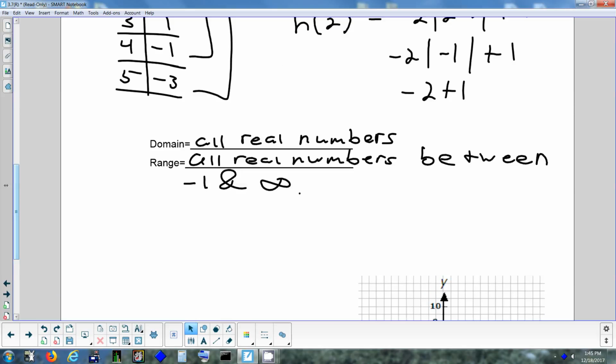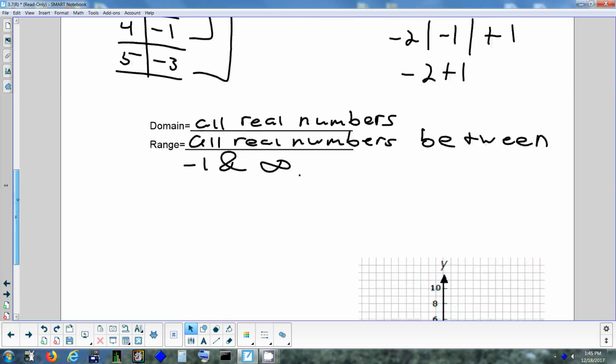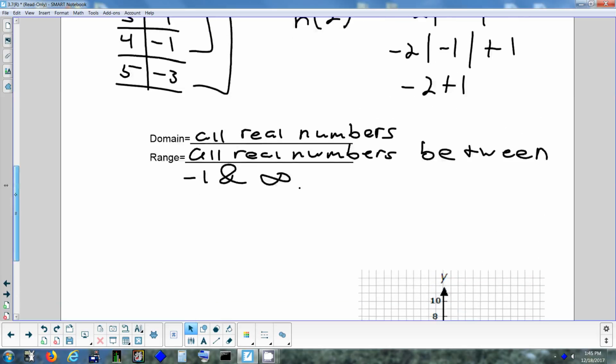You could also say all real numbers less than -1. There's different ways to write it. In fact, I would probably write it that way. All real numbers less than -1. I really want to make this problem.